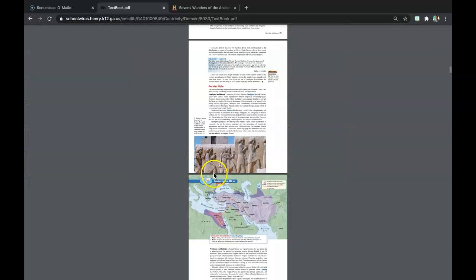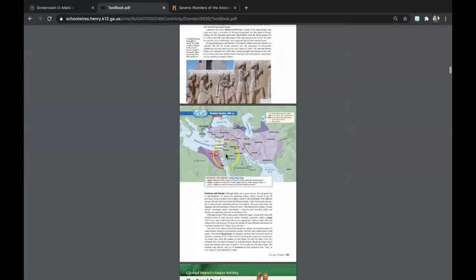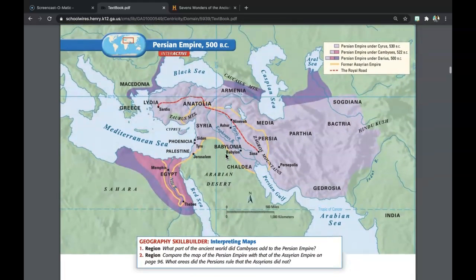For context here, before we go on to the next part of the reading, here's the extent of the Persian Empire by 500 BC. As you can see, this empire spanned across the ancient world, touching pockets of Africa, the Middle East, of course, predominantly the Middle East, Europe over there, and parts of Asia.